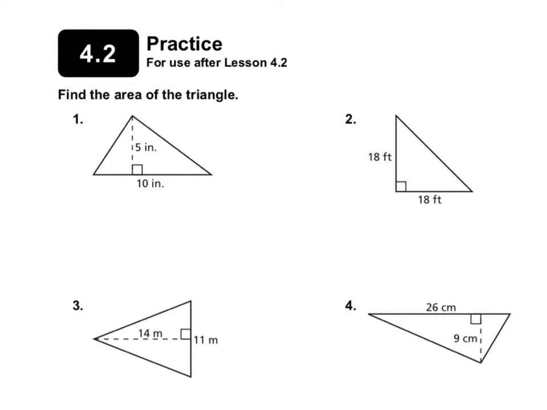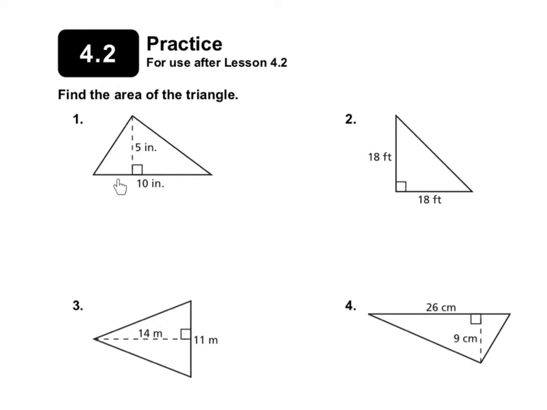4.2 was on the area of triangles. In all the triangles on this paper, they show you this little square here. That shows you where the right angle is. The right angle is going to show you where the base and the height are.